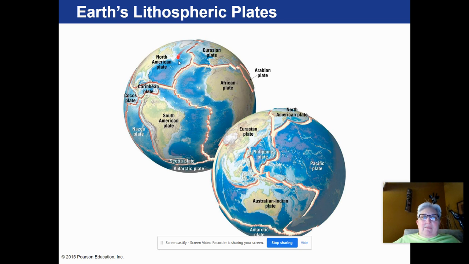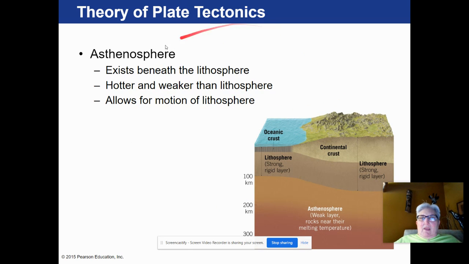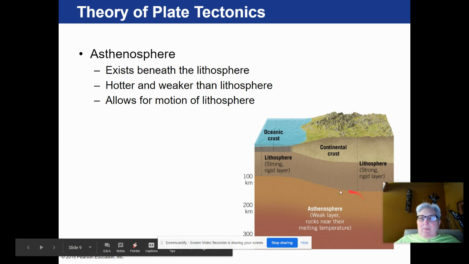So they started to map out exactly where these plates occurred. And as they did that, they had to go beneath even the lithosphere. Remember, the lithosphere is that outer layer, and beneath the lithosphere, we get that hotter, more molten rock layer. We get the asthenosphere. And in the asthenosphere, this is where the magma is located.